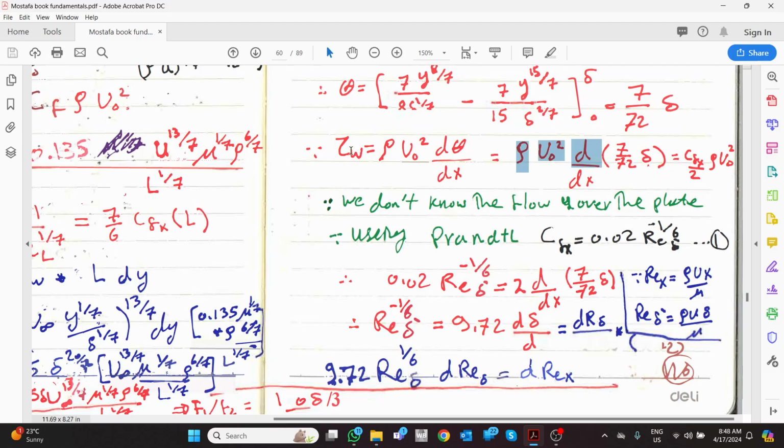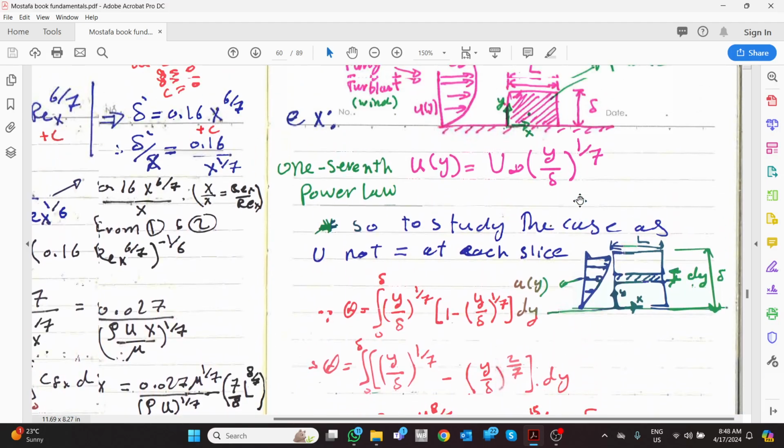So tau y equals what again? It is equal to cfx over 2 times u naught squared. I know u naught is going to change, but it is easier than u. We don't know u over the plate. It is clear.